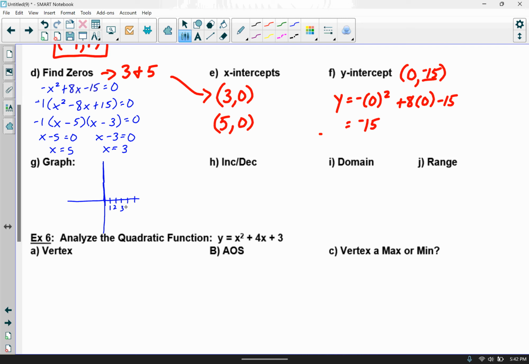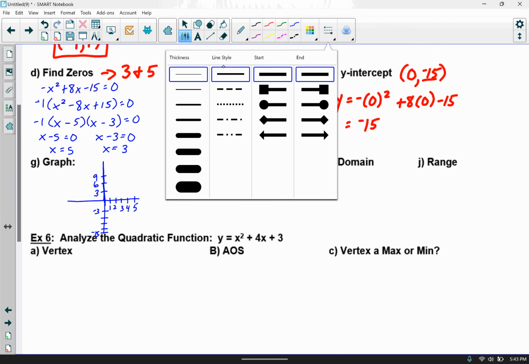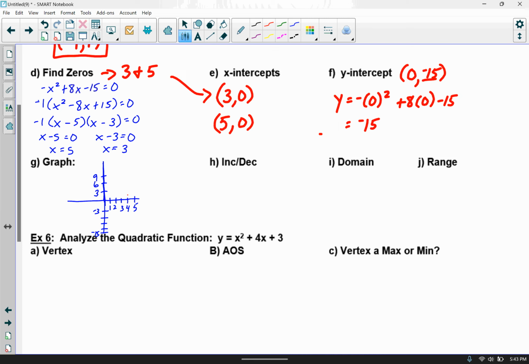1, 2, 3, 4, 5. But let me count by 3s on the y-axis since I need to get down to 15. So let's see, 3, 6, 9, 12, 15. Oh, really cut it close there. All right, so I'll do the same thing over here. 3, 6, 9. So just counting by 3s. All right, so this is negative 3, and this down here is negative 15. All right, so I'm plotting my vertex 4, 1, so that's going to be just barely above the x-axis there because of the way I've scaled it.